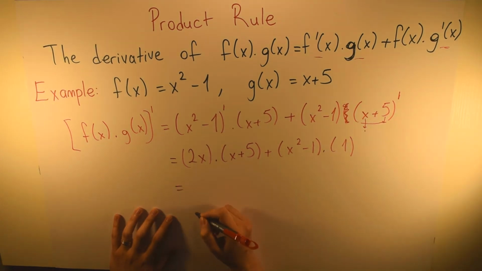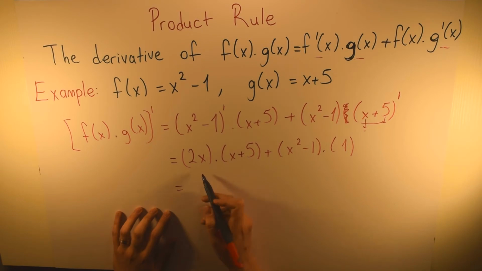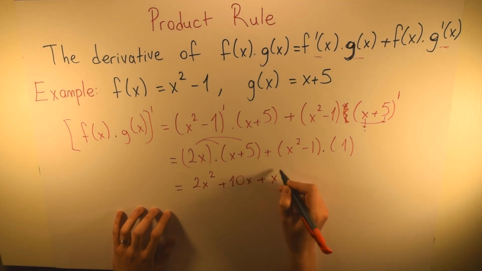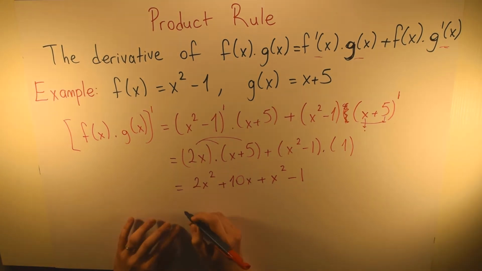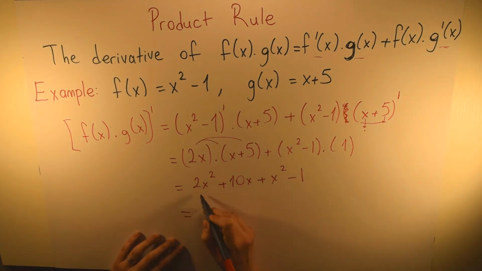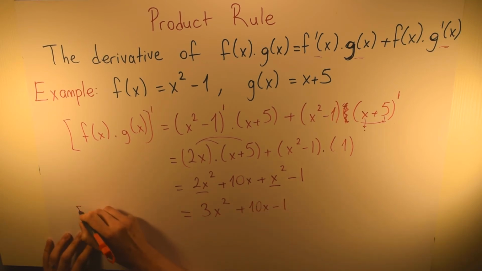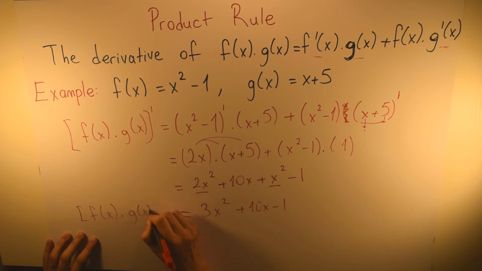So let's rewrite this again. So here we have 2x times x, it's 2x squared, plus 2x times 5, it's 10x, okay, plus x squared minus 1, and this is all equal to 3x squared plus 10x minus 1. So this is the derivative of f of x times g of x.